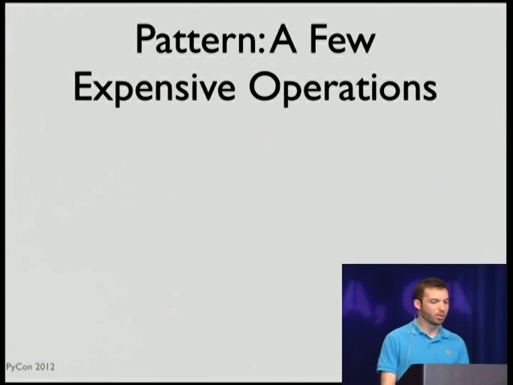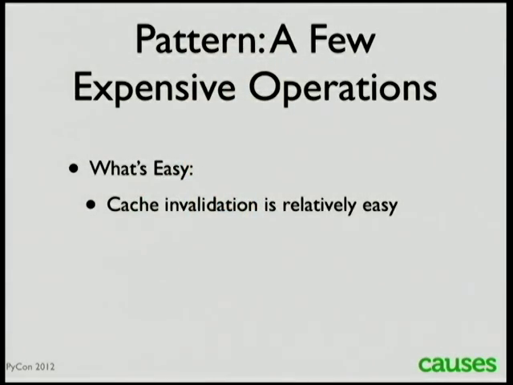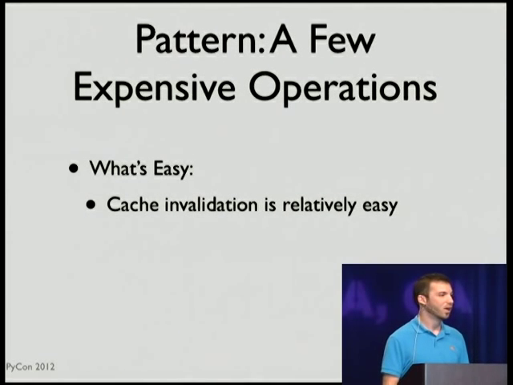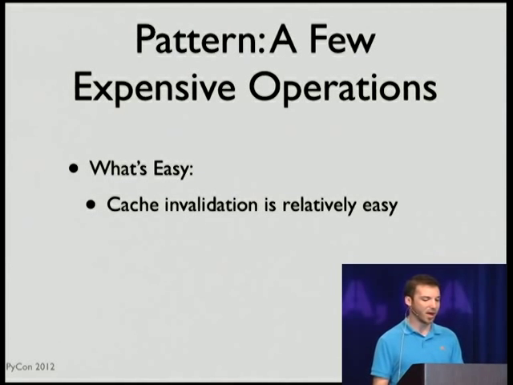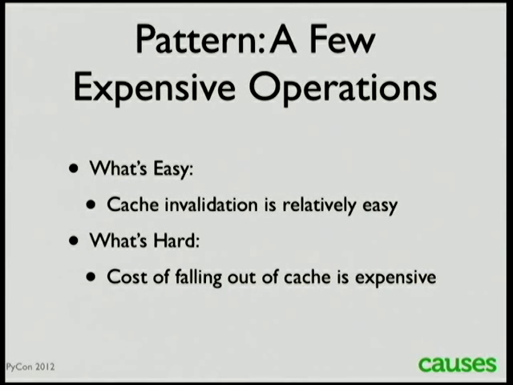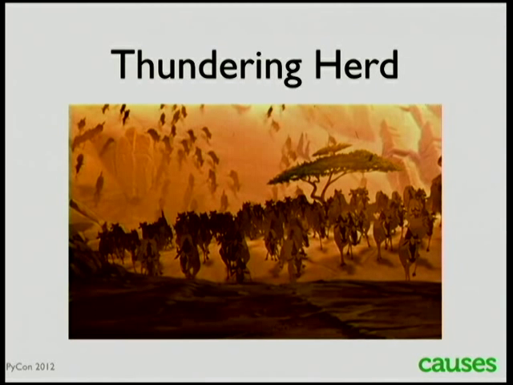So the great thing about when you've only got a few of these expensive operations is that the cache invalidation is relatively easy. You only have a couple operations that you're caching. You can keep track of all of them manually. So this isn't so bad, but the cost of one of these keys falling out of your cache is way bigger. It's expensive. And the reason for this is because you can become subject to something called the thundering herd.